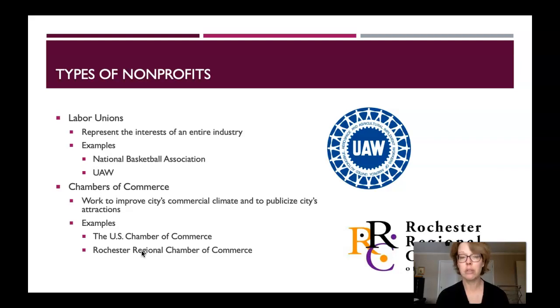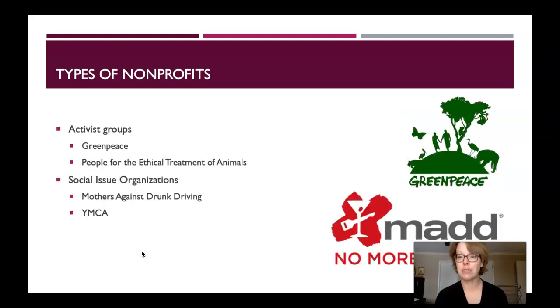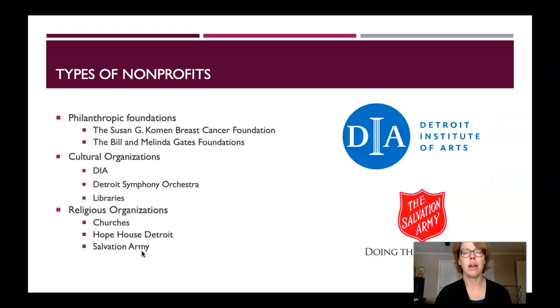You have chambers of commerce. They're working to improve the commercial climate in a certain city or state. So the U.S. Chamber of Commerce does that nationally, and then we have the Rochester Regional Chamber of Commerce. I think they need a new logo, by the way. There's activist groups, Greenpeace, PETA, People for the Ethical Treatment of Animals, social organizations like Mothers Against Drunk Driving, the YMCA, all those that are promoting certain social issues. Could be gun control, things like that.